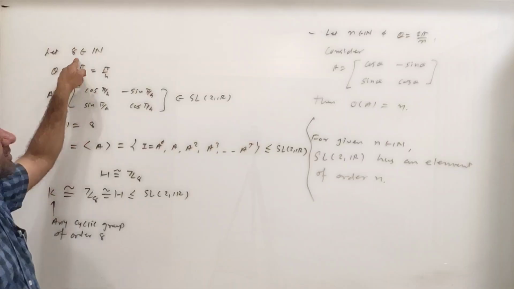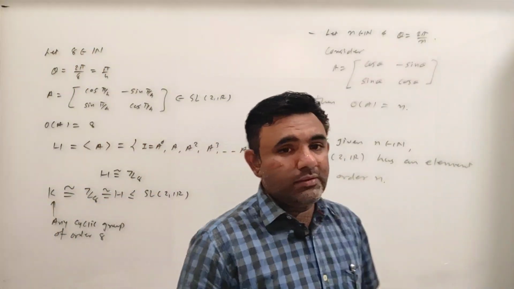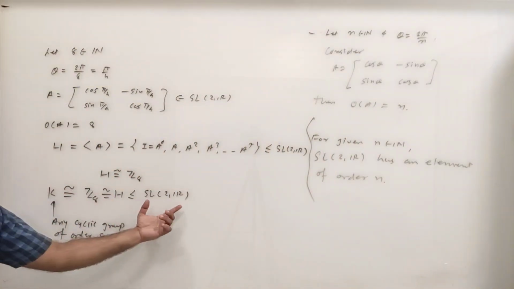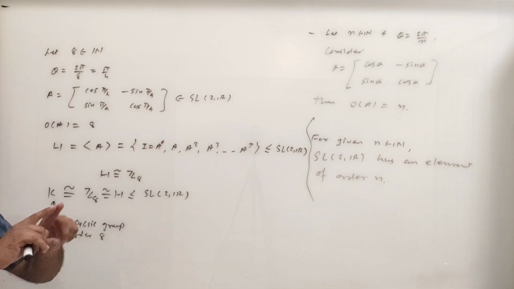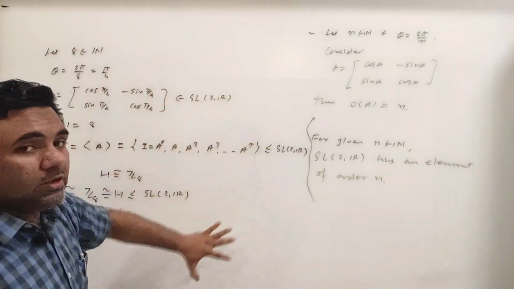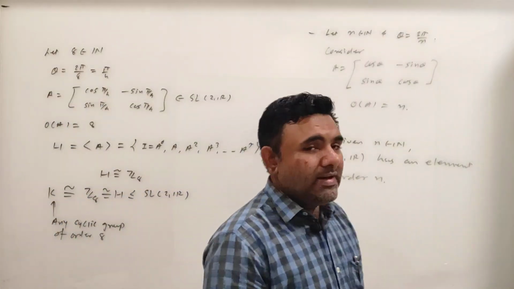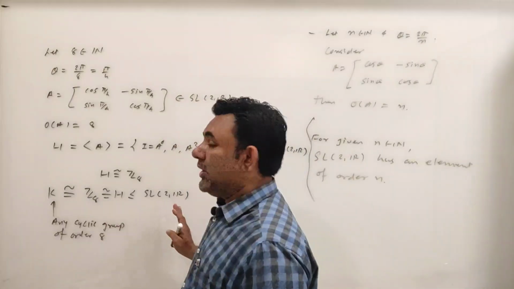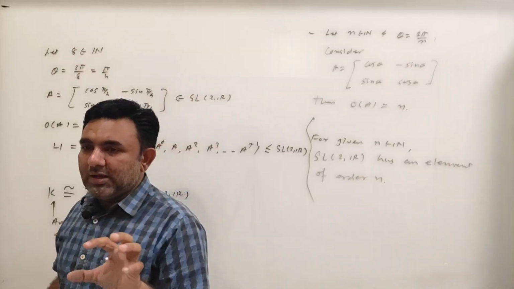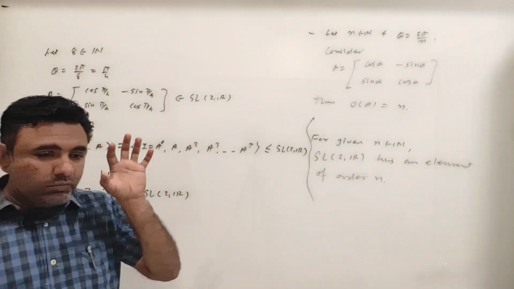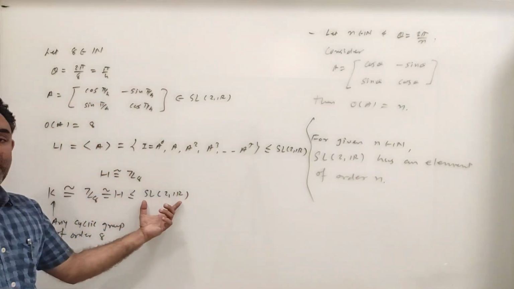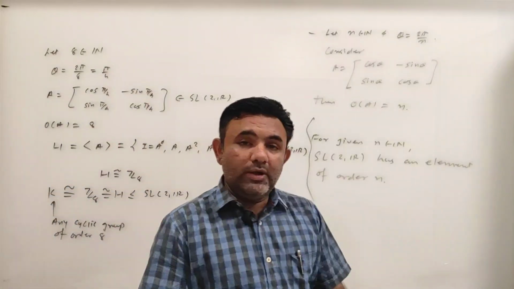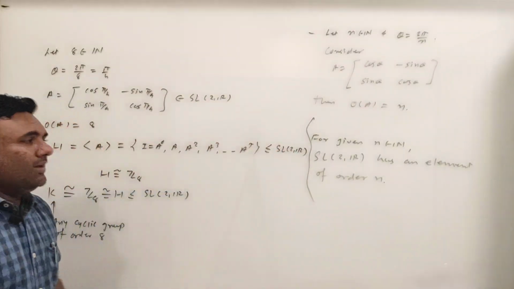So here 8 is not special. For any n belonging to N, any finite cyclic group is isomorphic to a subgroup of SL2R. Right? So this is the one-line conclusion of this whole discussion, that any finite cyclic group is isomorphic to some subgroup of SL2R. Meaning if you are given any cyclic group of finite order, then a subgroup like it sits in SL2R. SL2R contains a cyclic group of every finite order. Of infinite order as well.